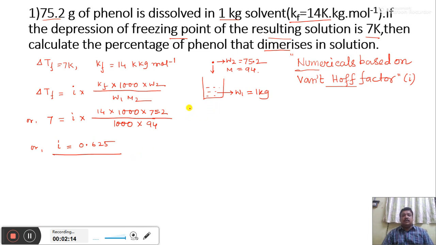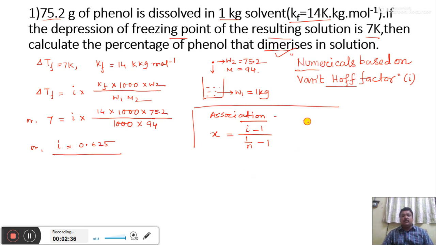Now, from the question, it is seen that phenol undergoes dimerization. That means association of phenol takes place. In this case, degree of association x is equal to (i minus 1) by (1 by n minus 1). Now, what is the value of n? Dimerization takes place, so two molecules of phenol combine to form a dimer, so the value of n is 2.